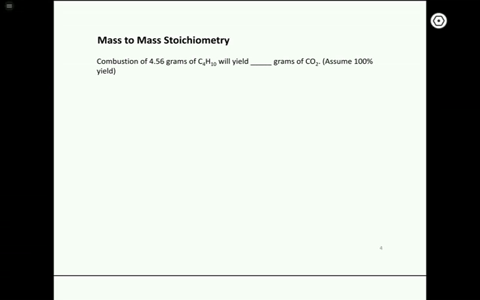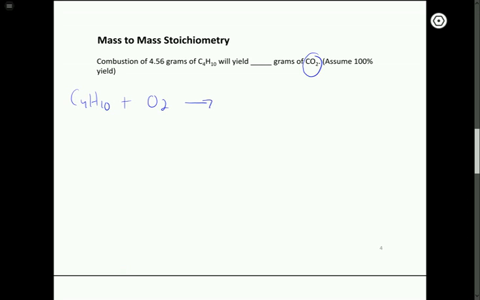Alright, so here we're combusting 4.56 grams of C4H10, and we want to know how many grams of CO2 that will yield. So for this, we do need to know what exactly a combustion reaction is. This is, at this stage, the only type of reaction we have to worry about. We're going to learn a bunch more this week in Chapter 6. But if we have C4H10 as our reactant, the combustion reaction involves reaction with O2, and the only two products that we get in a combustion reaction are CO2 and water.